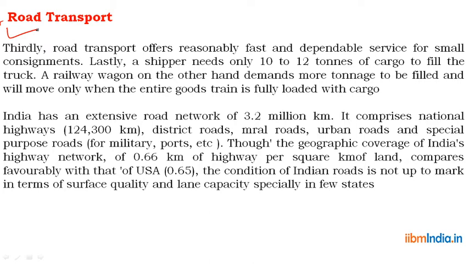So India has an extensive road network of 3.2 million kilometers. It comprises national highways, 124,300 kilometers, district roads, rural roads, urban roads, and special purpose roads for military, ports, etc. The geographical coverage of India's highway network, 0.66 kilometer of highway per square kilometer of land, compares favorably with that of the US. The condition of Indian roads is not up to the mark in terms of surface quality and load capacity, especially in a few states.